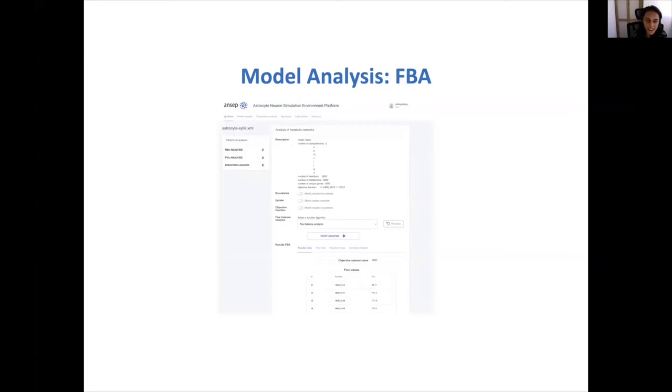Each analysis page contains the options to modify the objective functions and to perform a flux balance analysis, flux variability analysis, and robustness analysis in separate panels. Next.